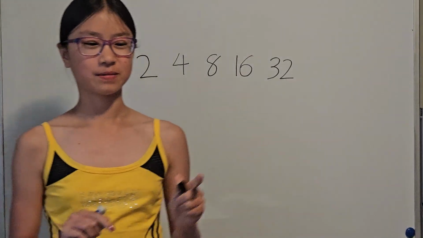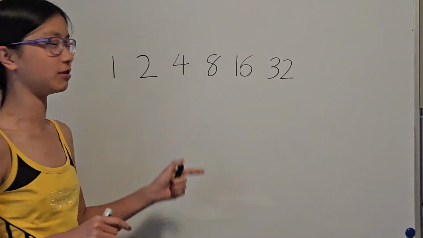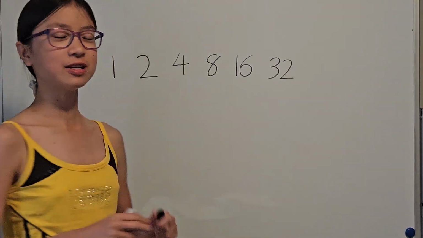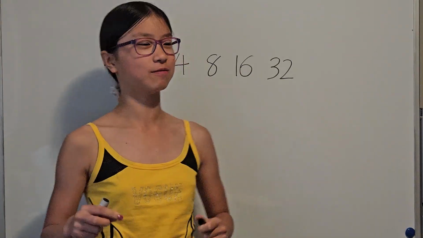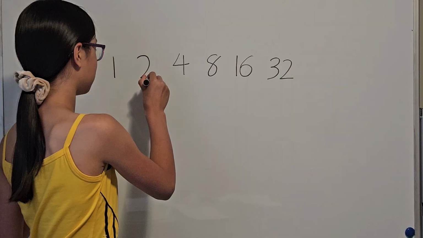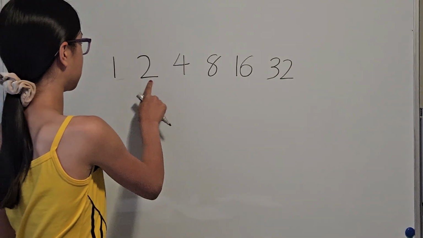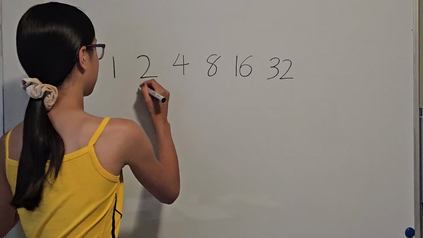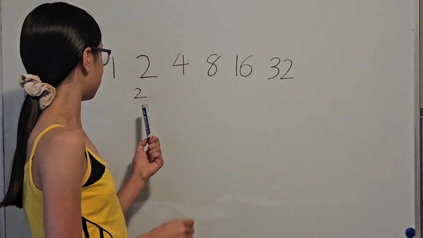So whenever there's a question with a geometric sequence, we have to find the common ratio to make our life easier. So how do you find a common ratio? The way to find a common ratio is to divide the second term by the first term. So for 1, 2, 4, 8, 16, 32, the common ratio is 2. So this is how you find a common ratio.